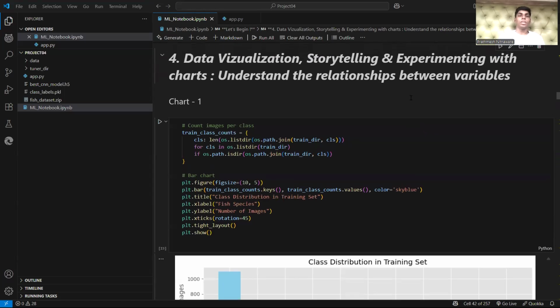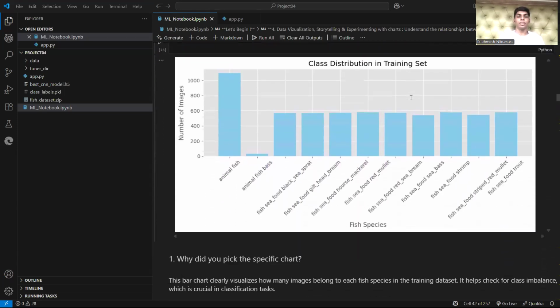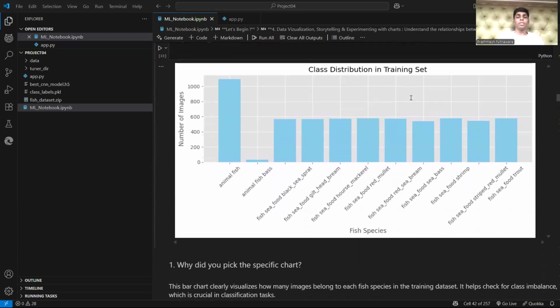So here we move to the data visualization. In this, chart number one is class distribution in training set. The bar chart clearly visualizes how many images belong to each fish species in the training dataset. It helps check for the image imbalance, which is crucial in a classification task.